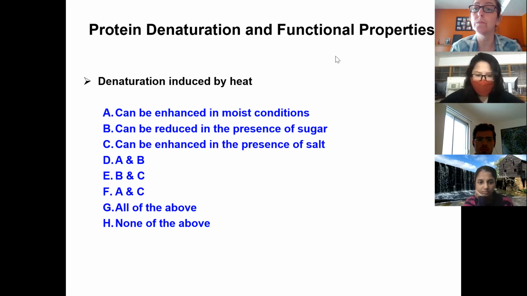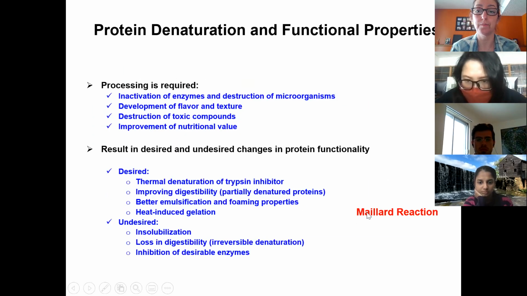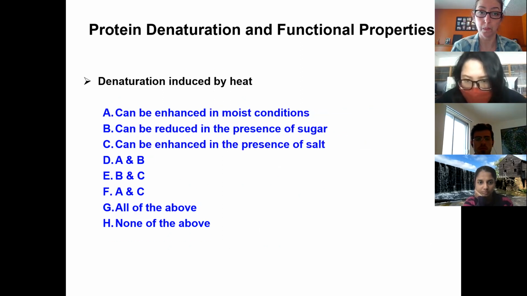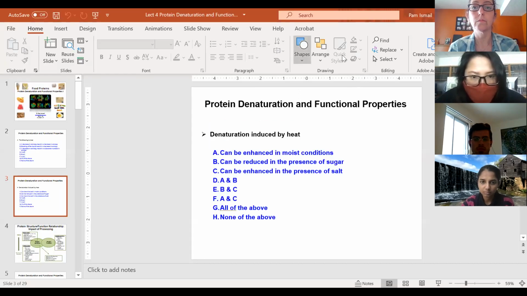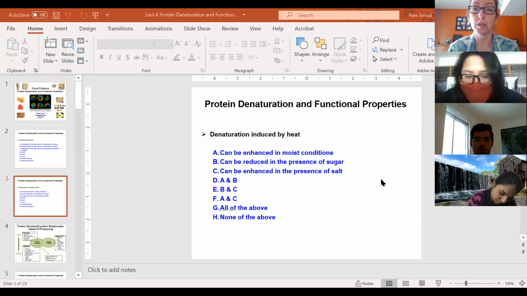Okay, some people are putting answers in the chat. Where is my chat? Why can't I see it? No answer? I can't see my chat for some reason. Most people are saying F. Okay, why can't I see my chat? I don't know why I don't see the chat box, which is sad.